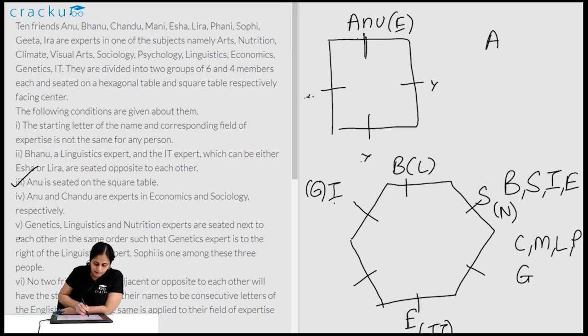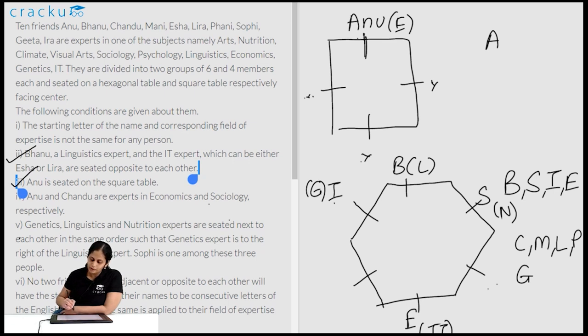Bhanu is a linguistic expert, so this second clue I have completely used up. Third clue I have used up. Fourth clue I have used up only partly because I have ignored the fact that Chandu is the sociology expert. Now if Chandu is a sociology expert, then Chandu cannot be opposite Sophie because S and S, sociology and Sophie, cannot be opposite to each other. Same way S and S cannot be adjacent also. So Chandu cannot be over here also. So Chandu cannot be either opposite nor adjacent to Sophie.